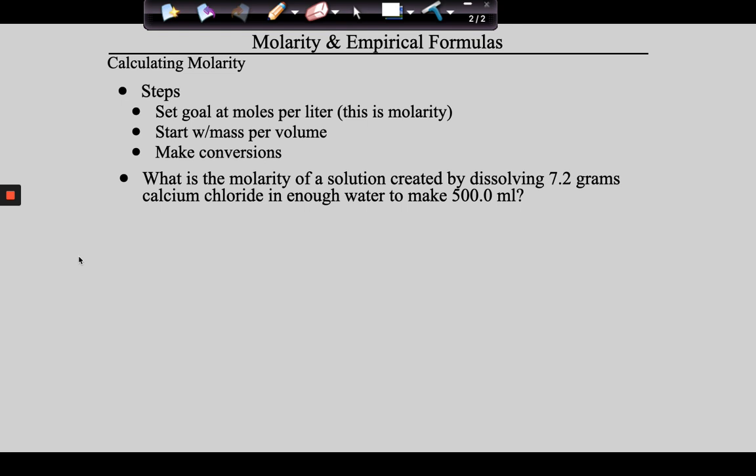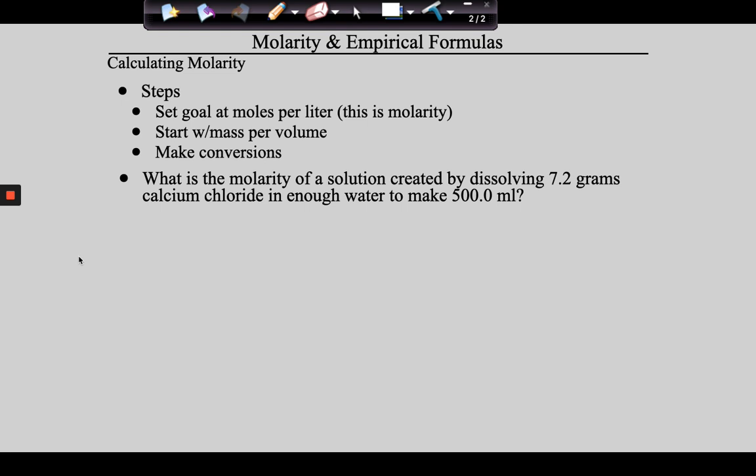Just for context, this is 500 milliliters of water. This is 7.2 grams of salt. If I dump this in here and dissolve it, what's the molarity of the solution? Guys, I chose salt because we already know its mass and it's familiar. But that's the question we're asking. Dissolve that in there, what's the molarity?